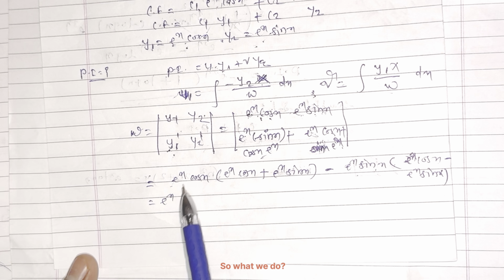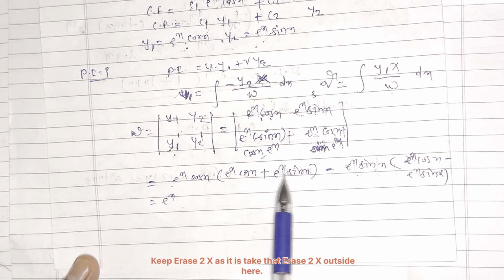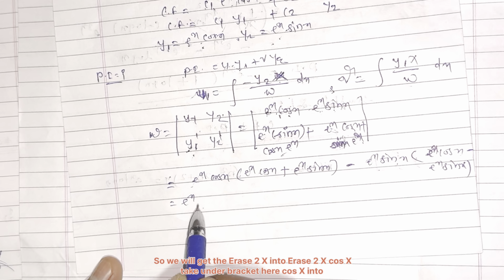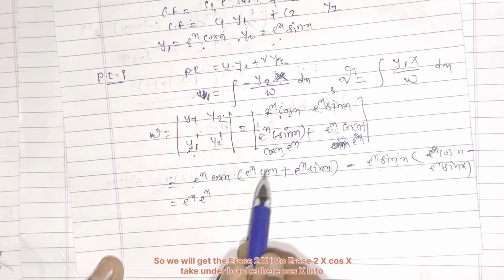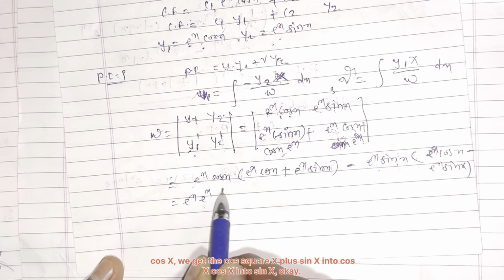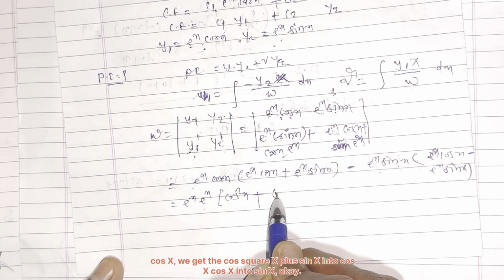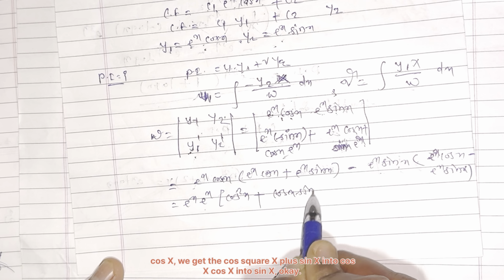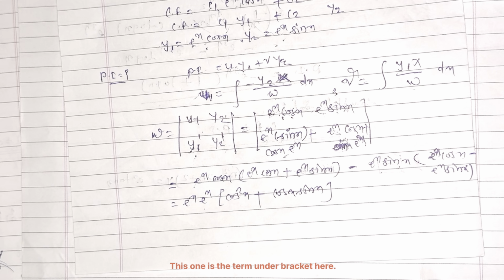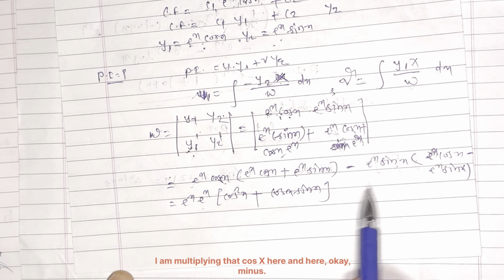So what we do, keep e raised to x as it is, take that e raised to x outside here. So we will get e raised to x into e raised to x. Cos x, take under the bracket, cos x into cos x. We get cos square x plus sin x into cos x, cos x into sin x. This one is the term under the bracket. I am multiplying that cos x here and here.